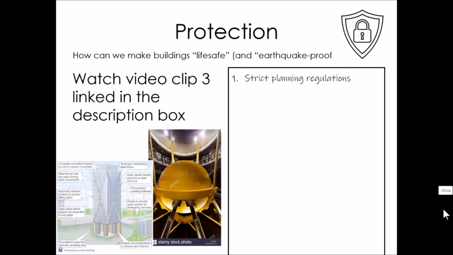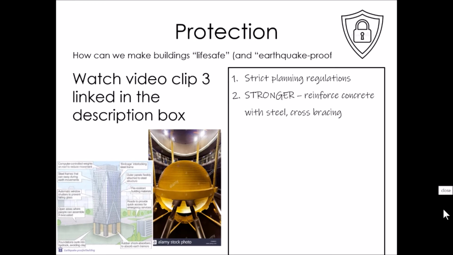Okay, so the first thing to note is how important regulations and rules are. None of this is actually really going to happen unless you have got rules in which people have to follow. And one of the reasons for that is that what we're just about to talk about is really expensive. So a lot of people will try and avoid doing it, particularly if they're not going to be living in the house or building themselves. So it's really important that regulations are there to ensure that these buildings are made to be life safe in seismic areas. Now, the most obvious thing you can do is make your building stronger so that it doesn't collapse.